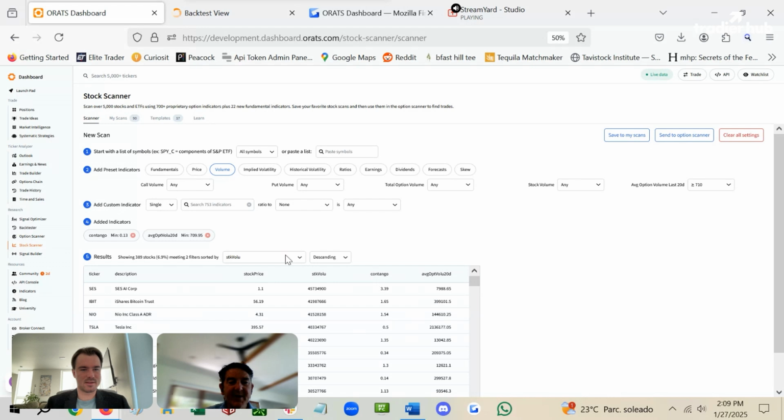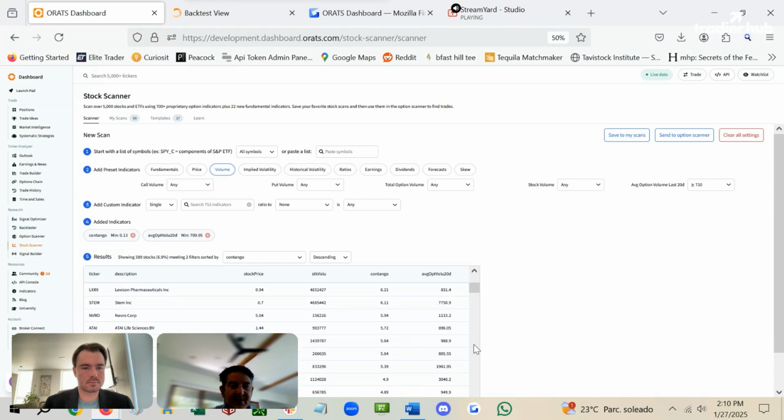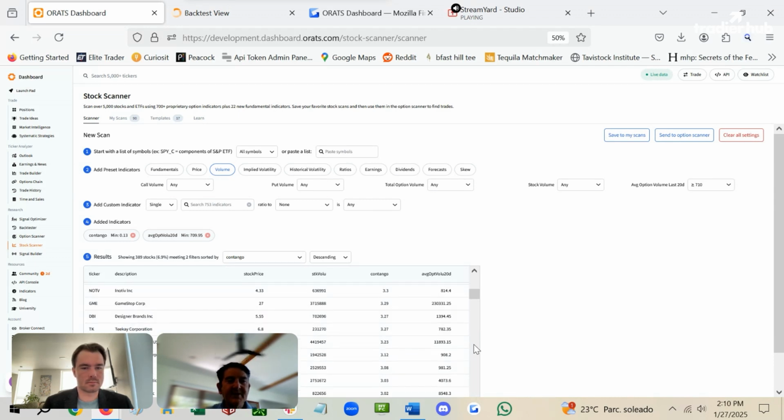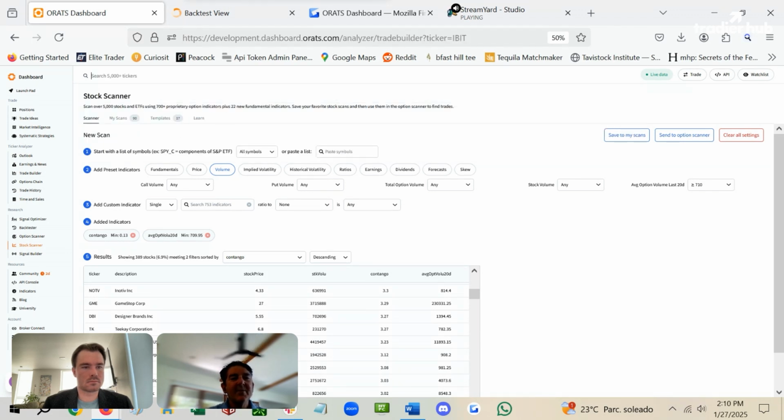So here's some Contango stock, and let's look at the high Contango. IBIT was one. Let's see. Some of these are low price stocks. SLNO Therapeutics has high Contango. Let's see if there's anything that we could look at here. Yeah, let's try IBIT.